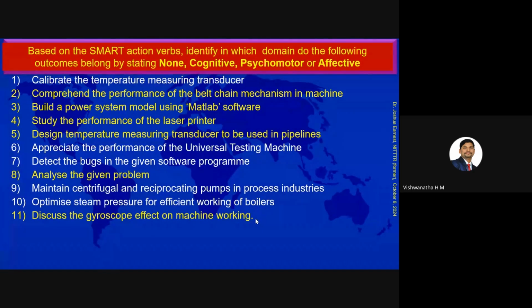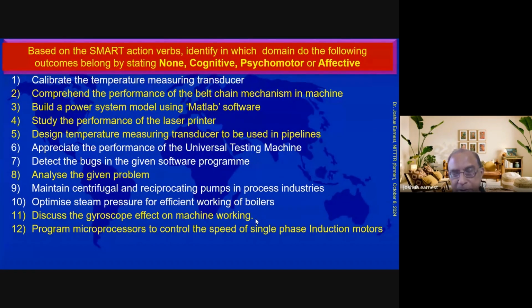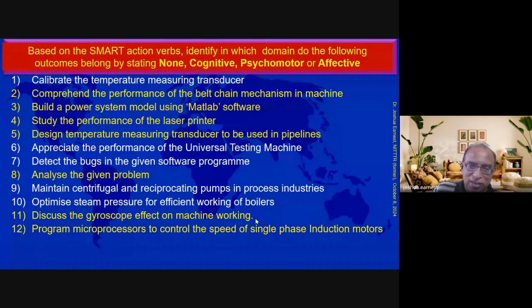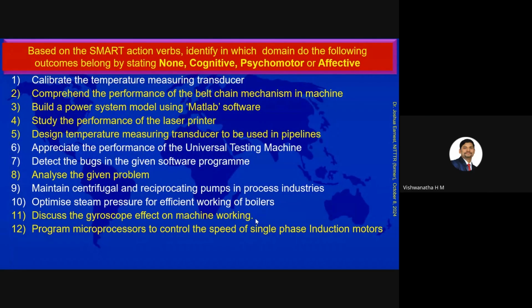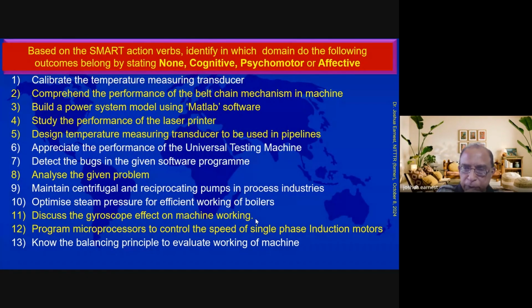Discuss the gyroscopic effect on machine working. None. Very good, none, because discuss is a continuous process. There is no end to it. Program microprocessors to control the speed of single-phase induction motors. Psychomotor as well as cognitive. If he's doing it on pen and paper, it is cognitive. If he does it on the system, it is psychomotor. Know the balancing principle to evaluate the working of the machine. None. Now I think you've become smart.